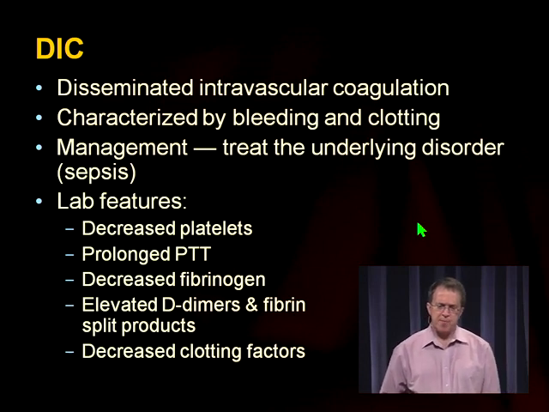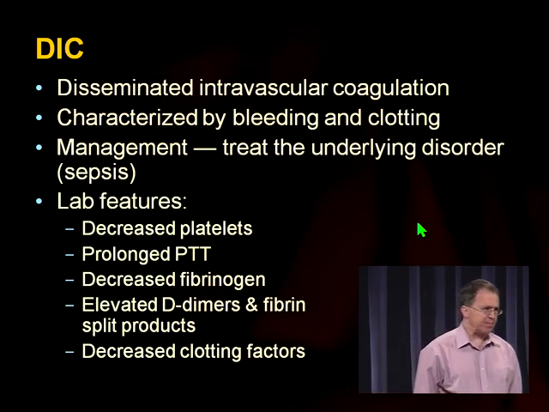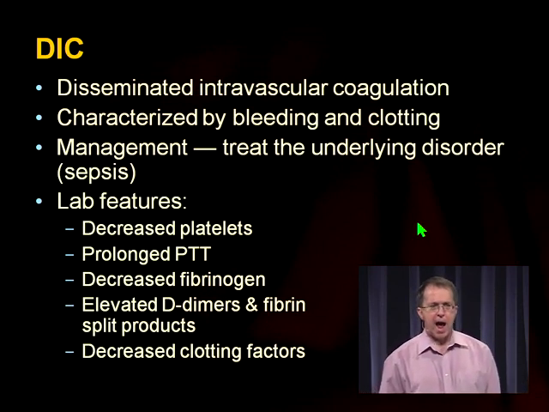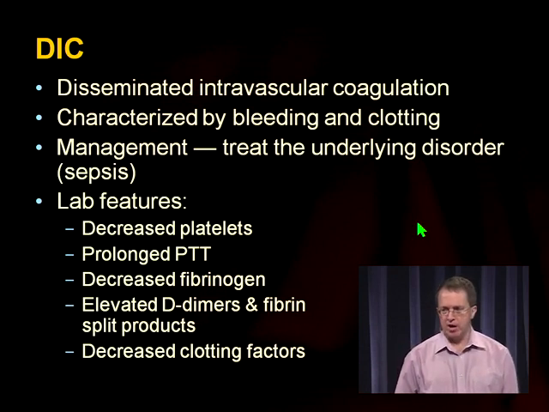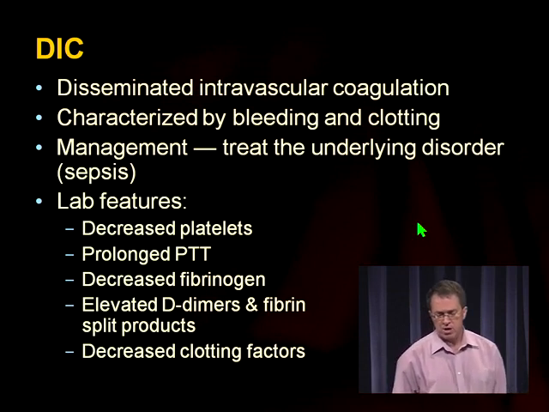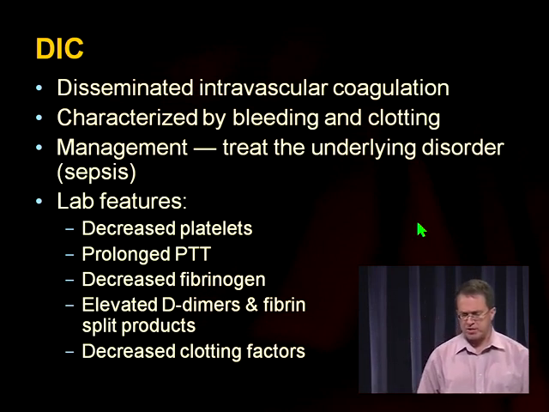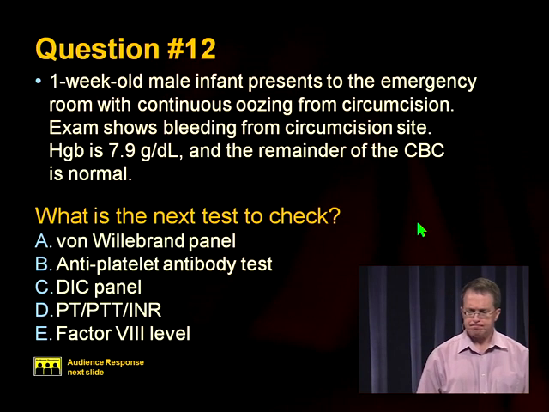So DIC, disseminated intravascular coagulation, is characterized by both bleeding and clotting. And you've had this beaten into your head since medical school, right? How do you manage it? Treat the underlying disorder, okay? Its lab features are what we just talked about in that question. Decreased platelets, prolonged PT and PTT, decreased fibrinogen, not elevated. Elevated D-dimers and fibrin split products. Our lab doesn't do fibrin split products anymore, but I don't know if yours does or, more importantly, whether the board exam question does. And it will have decreased clotting factors because they're going to be getting chewed up right and left. Okay.